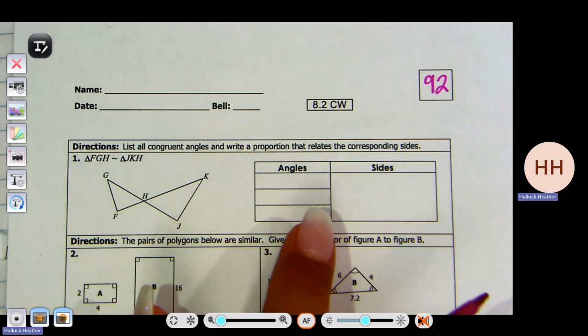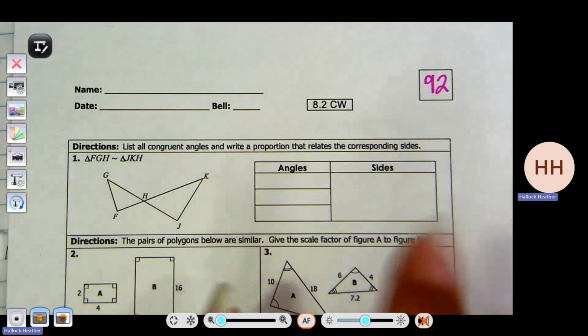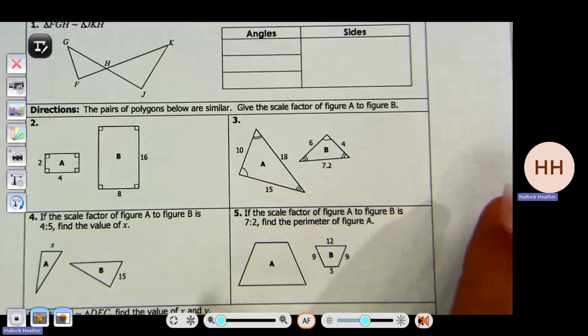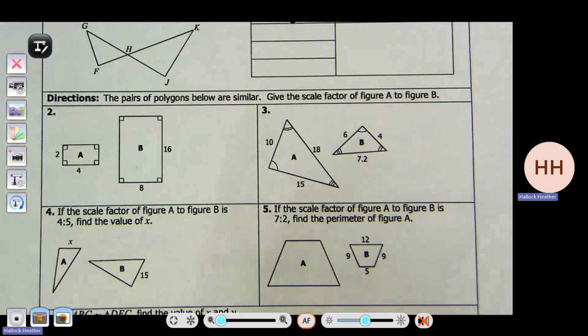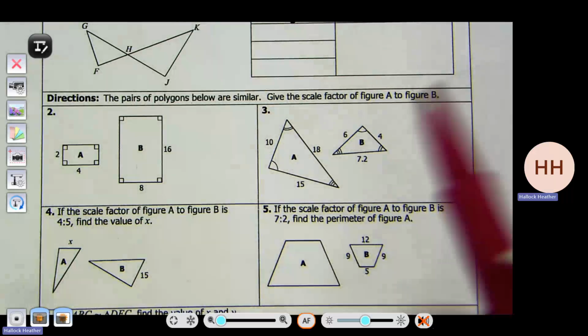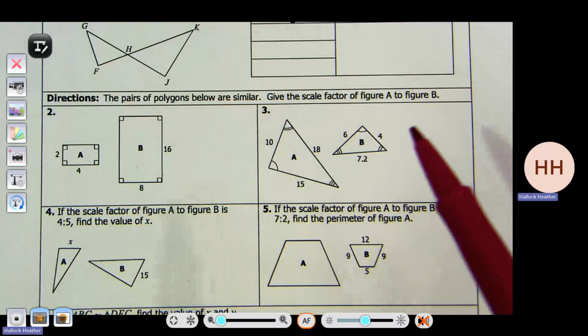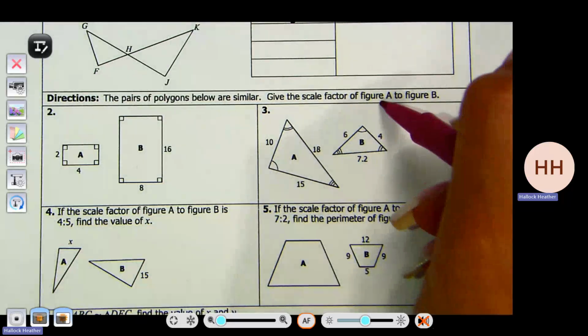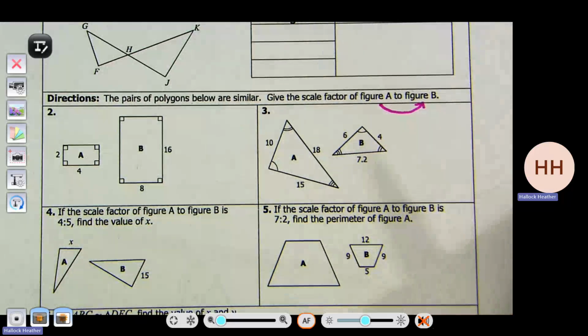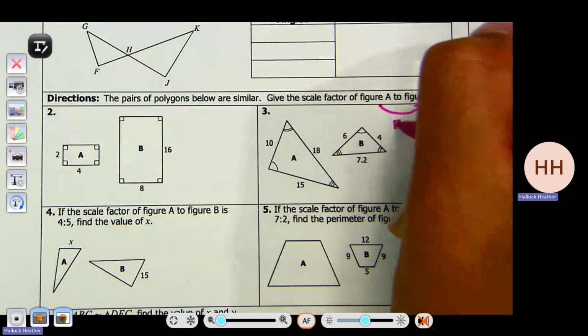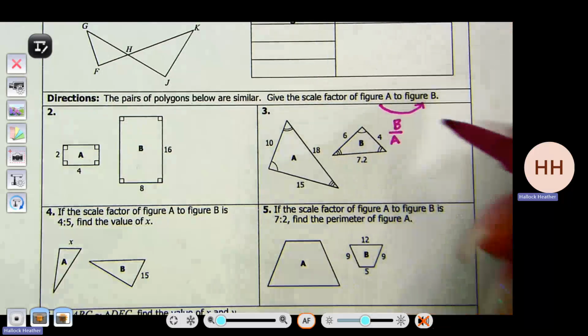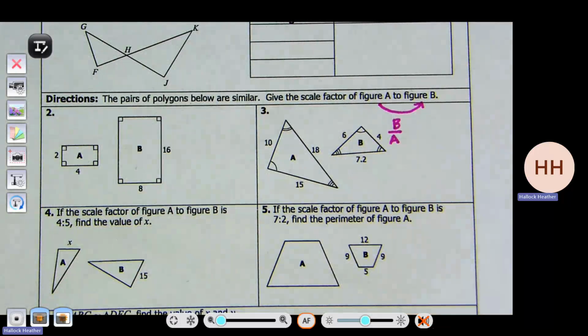On number 1, all you're doing is matching the sides like we did last time, and the angles. Let's go down to number 2. Number 2 is a little weird. It's super easy. You're finding the scale factor for number 1 and number 2. So you're just comparing a side. I'm going from figure A to figure B, so I have to take B and divide by A. I'm not doing every single side. I'm picking one side to compare. So let's pick something on B.